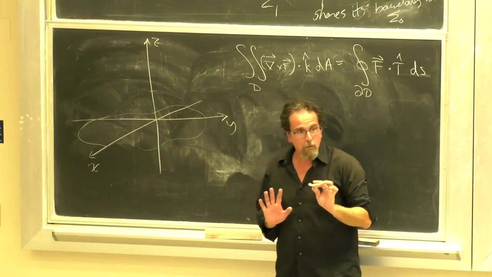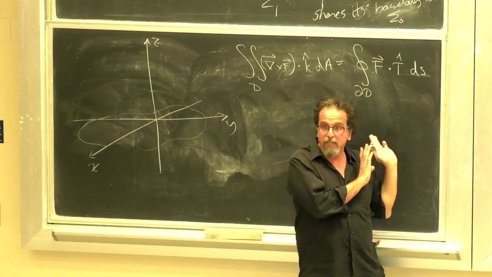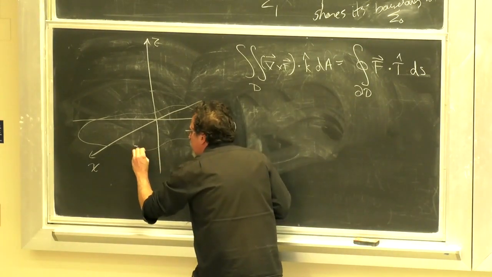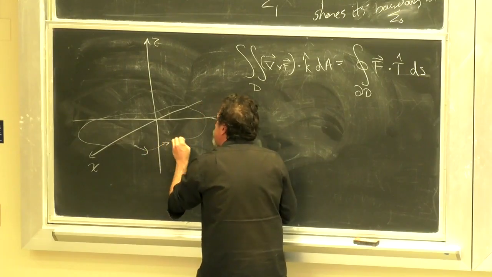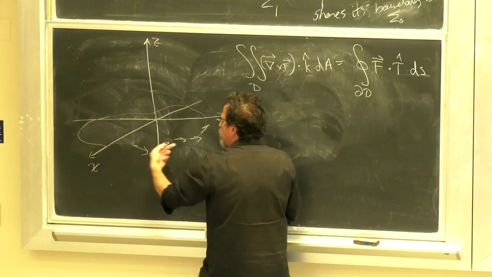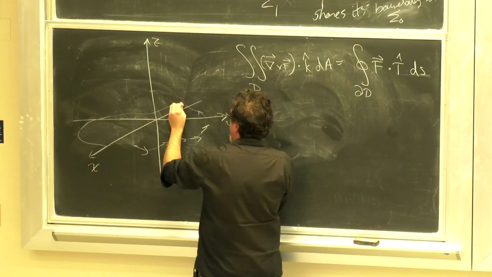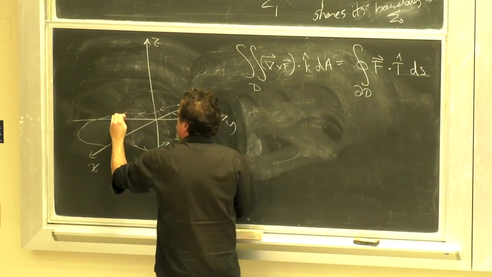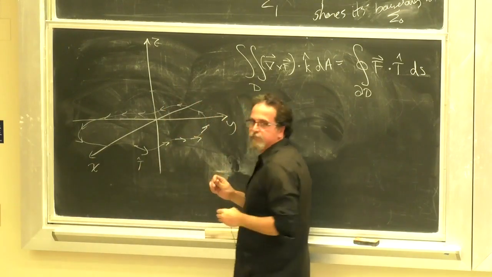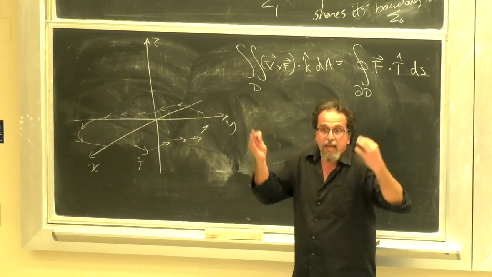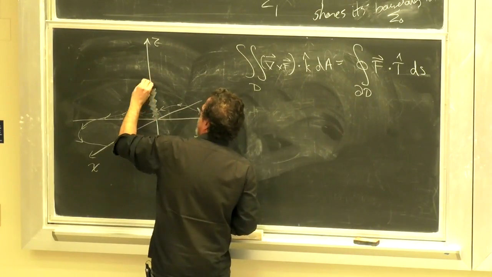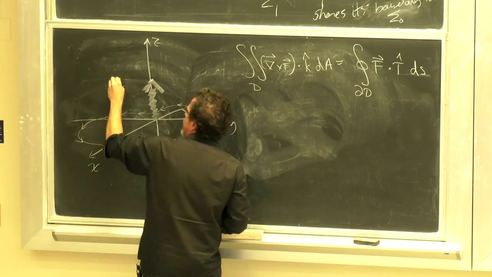So now we've already established the correct signs of everything here. What are the correct signs? T hat are the unit vectors going along the curve this way. That's counterclockwise, right? You start in the positive x direction, you go toward the positive y, and you come around. These are t hats. So that's t hat. K hat is up. It's in the z direction. So that's k hat.